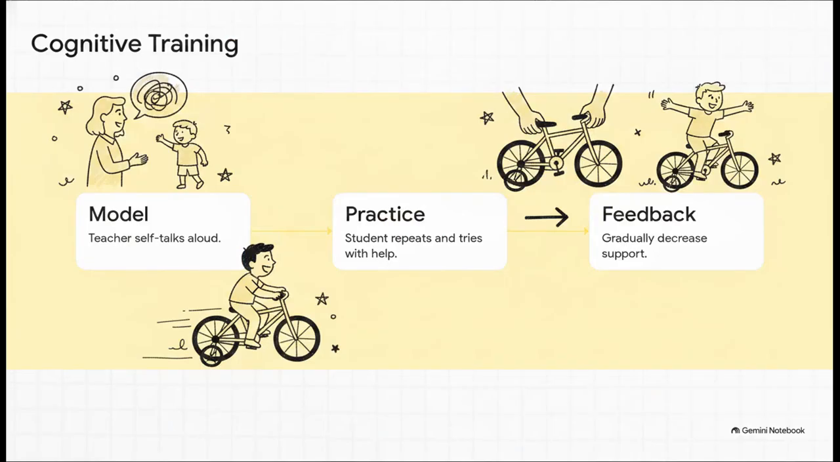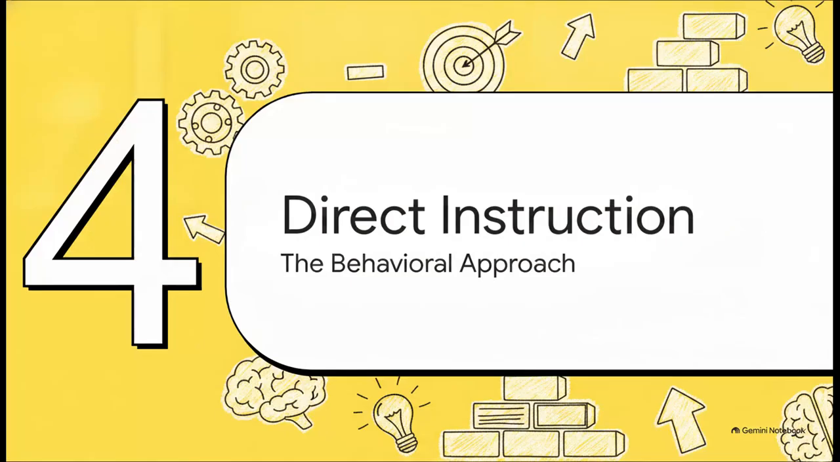To make that sequence super easy to remember for your future classroom, just think of it like putting training wheels on a bike. Step 1 is the model. You literally talk aloud to yourself so the student hears your exact thought process. Step 2 is practice. You let them try it verbally and actively, giving them a ton of help. And Step 3 is feedback. You give corrective feedback while gradually decreasing your support, basically taking those training wheels off until they can ride totally independently.